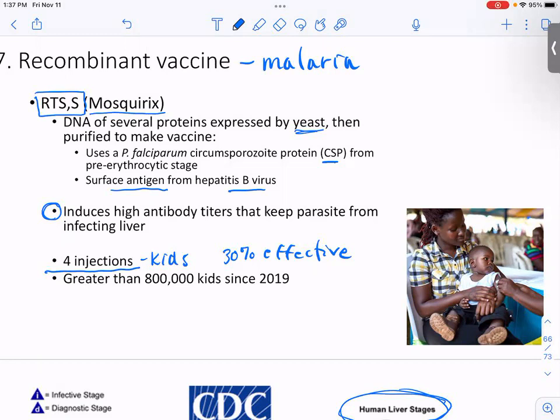This was approved just recently, in 2019, and it's been administered to over 800,000 kids since then. So it's kind of gaining. Again, they're calling it the first generation malaria vaccine, so they're hoping to improve on it, make it even more effective, and save a lot of lives. It's the only vaccine that we have for a protozoal or parasitic infection.